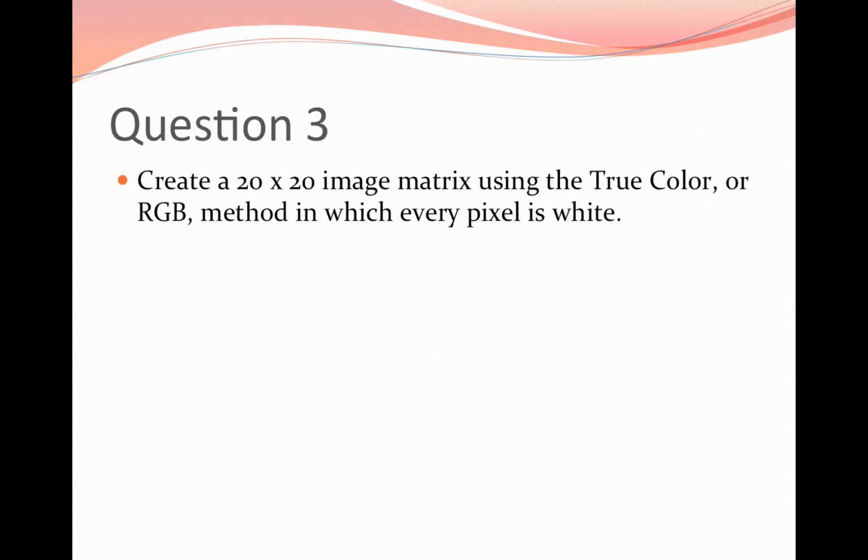Question number 3. Create a 20 by 20 image matrix using the true color or the RGB method in which every pixel is white. So it's not going to look like much when you actually display that image, but it's a starting point. So if you're going to use the true color or the RGB method, your 20 by 20 image matrix is actually going to be three-dimensional. So it'll be 20 by 20 by 3, and you want every element to be white.